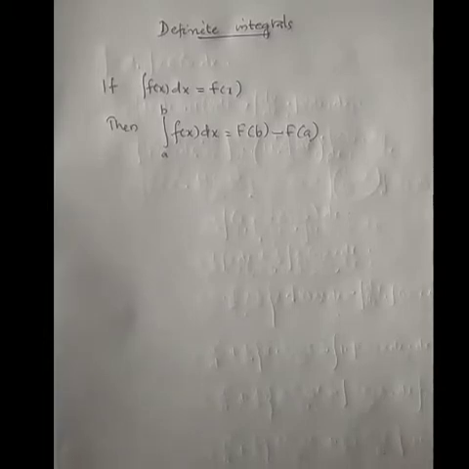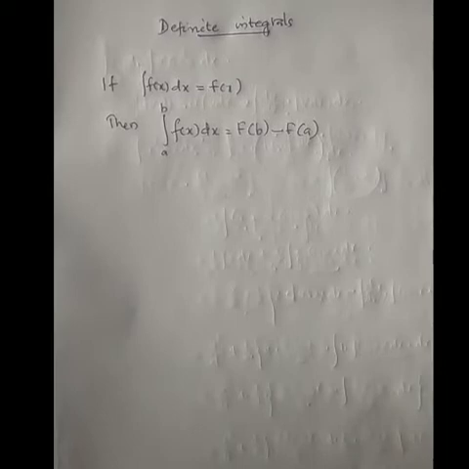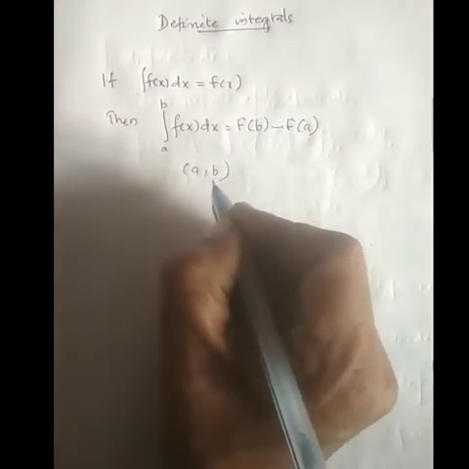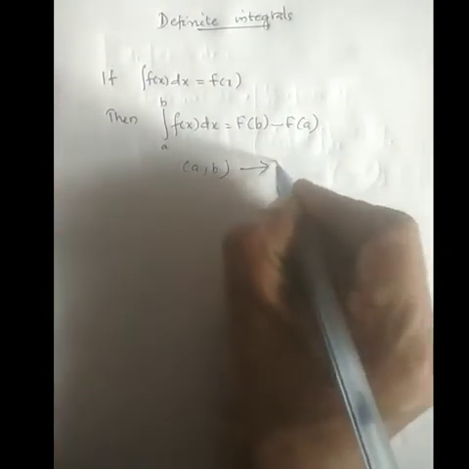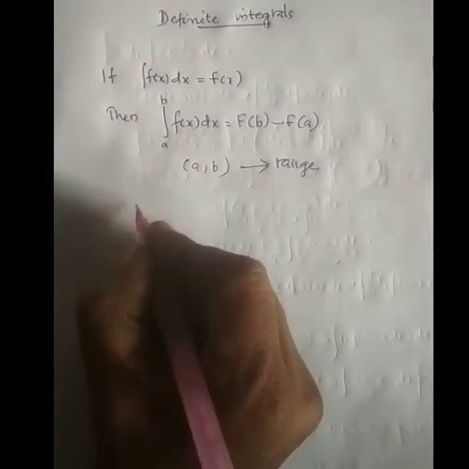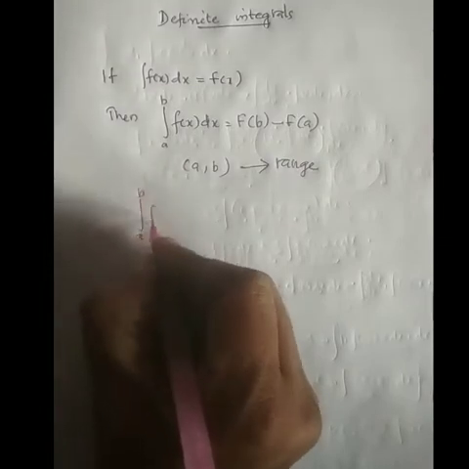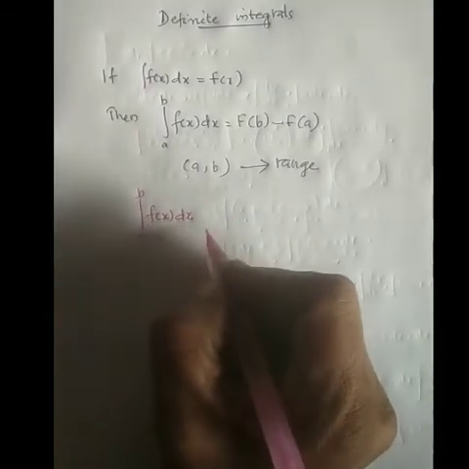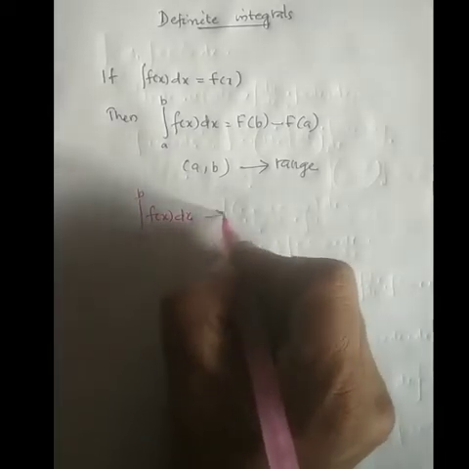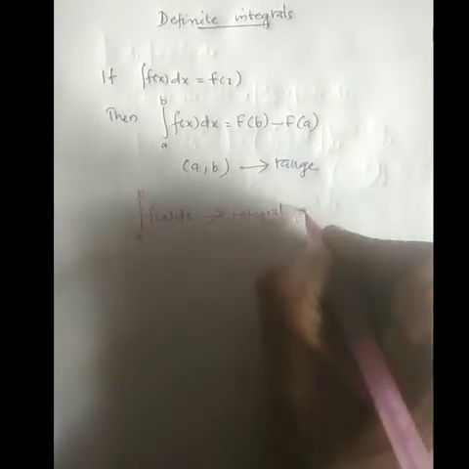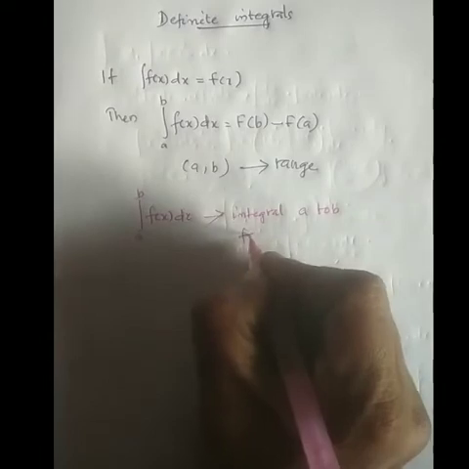A is called the lower limit and b is called the upper limit. The interval ab is called the range of integration. The integral a to b f of x dx is read like this: integral a to b f of x dx.